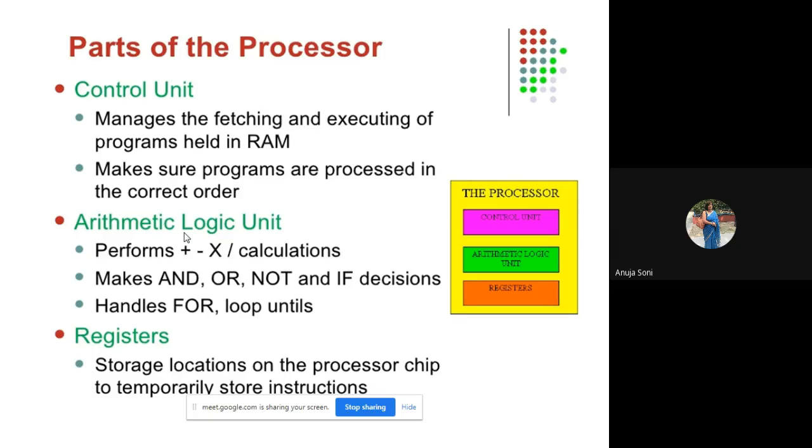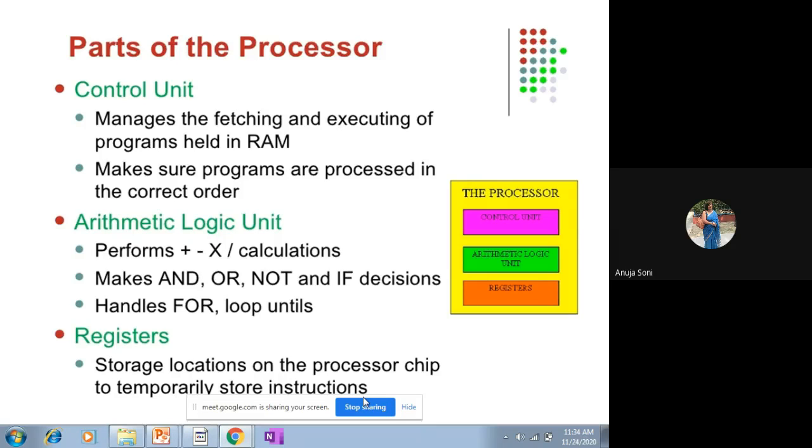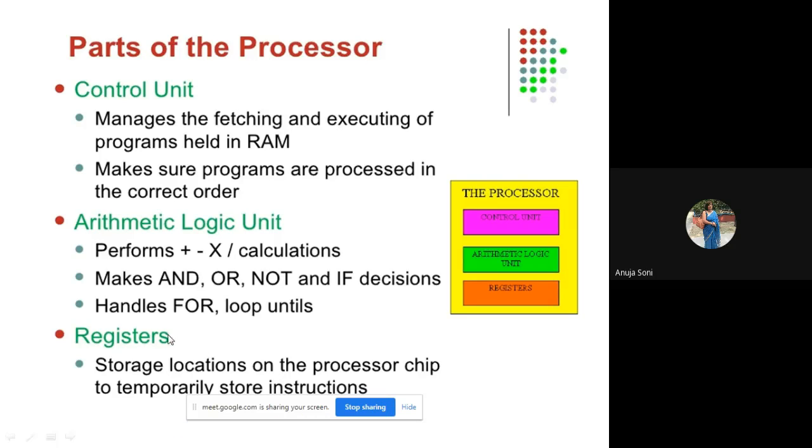Now we come to registers. Registers are storage locations on the processor chip to temporarily store instructions. So these are again storage devices which are available in the CPU in order to store some kind of instruction. In order to process an instruction, there is a need to use the registers, which are a part of your processor. Other parts are your control unit as well as the arithmetical logical unit.